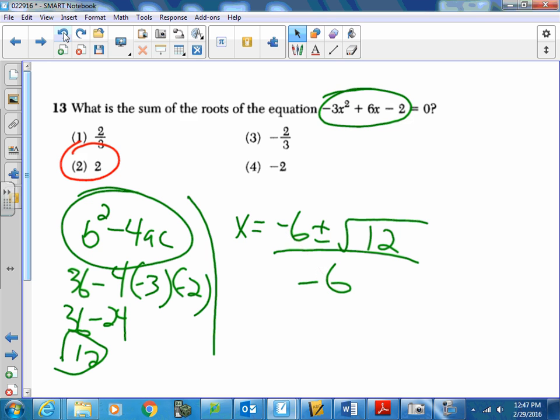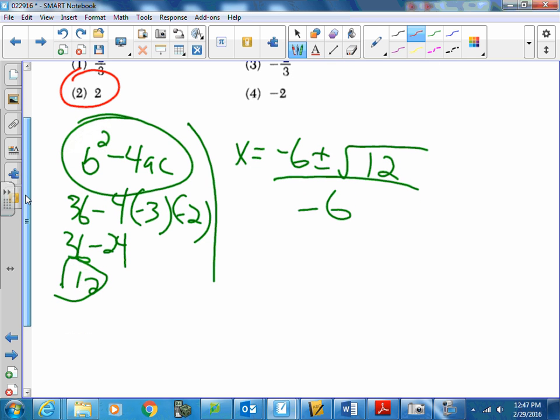Don't do that because negative 6 is, in essence, married up here to this radical 12. So you can't just simplify or cancel the way that I just did. But you can go ahead and break this down. So x equals negative 6 plus or minus.